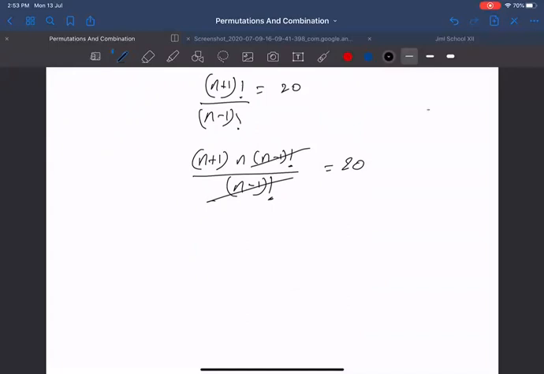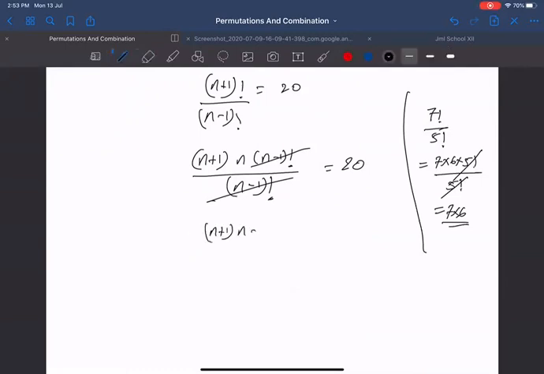जैसे कि समझो if I have 7 factorial divided by 5 factorial, I can write this 7 factorial as 7 into 6 into 5 factorial divided by 5 factorial और ये उड़ा दूं. Are you understanding that? The same वस्तु यहाँ पे किया है मैंने. So you'll get n plus 1 into n equal to 20.